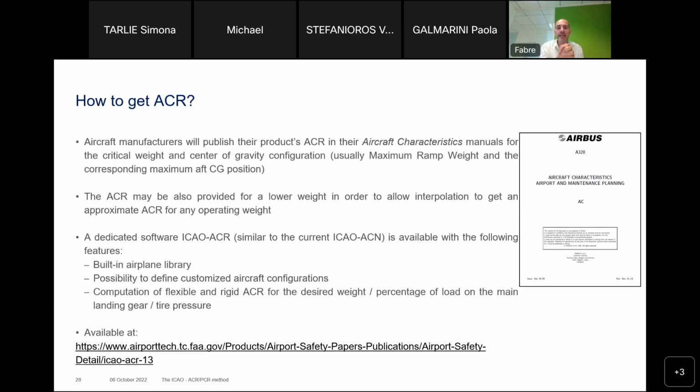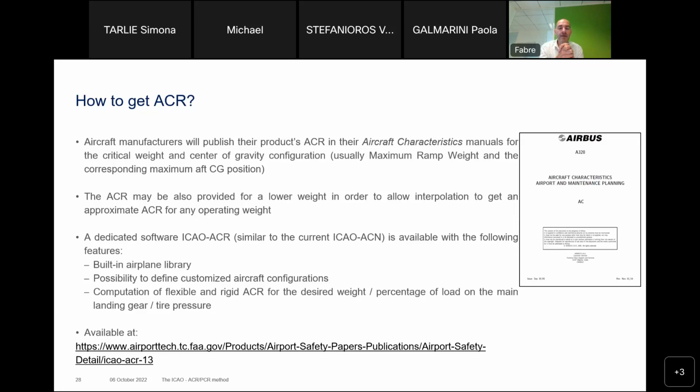which is very similar to the current ICAO ACN software, and is available with the following features. We have in the software an aircraft library, which is continuously updated. Currently we have all Airbus models, Boeing models, Embraer, and also COMAC and many other manufacturers. In this software, we also have the possibility to define and customize the aircraft configuration, so it is possible to build a new aircraft.